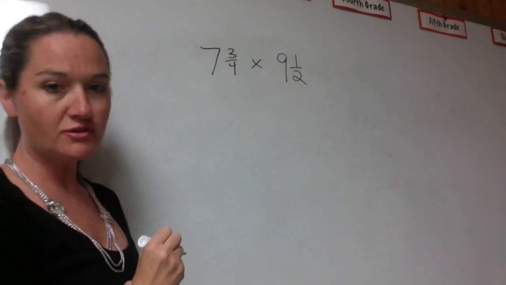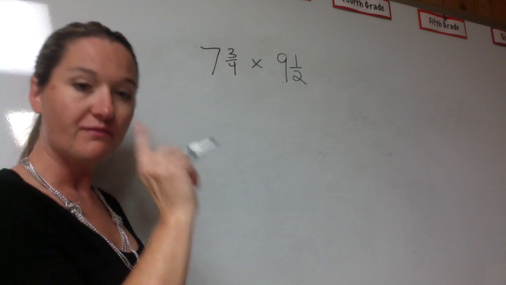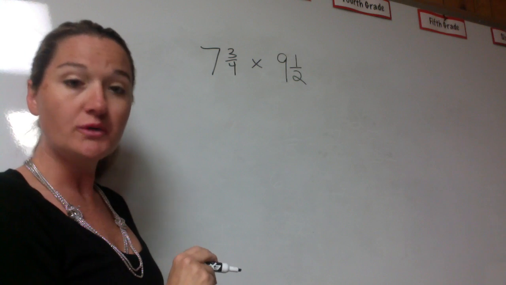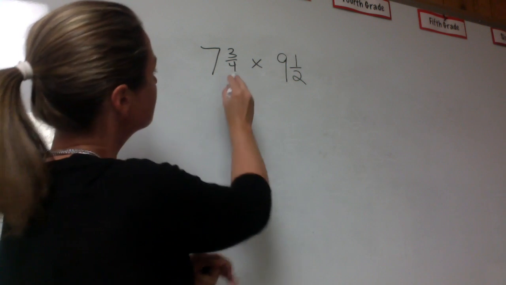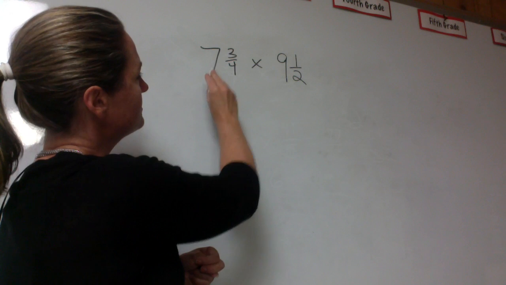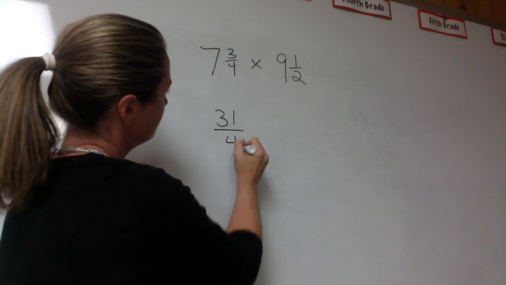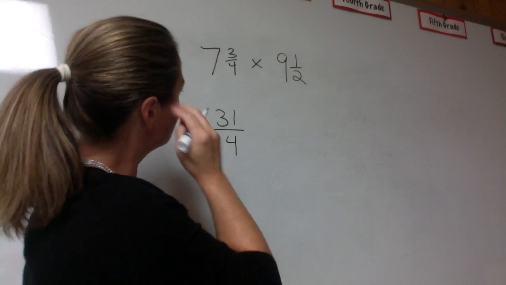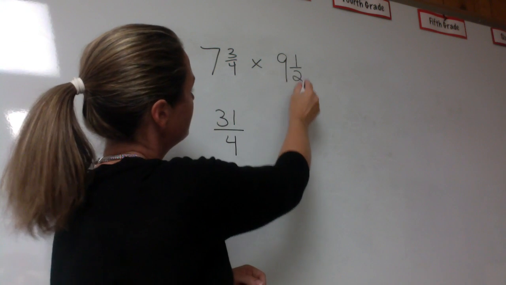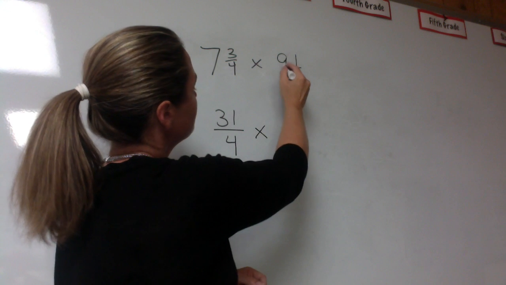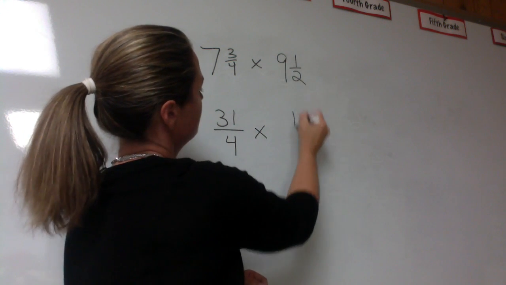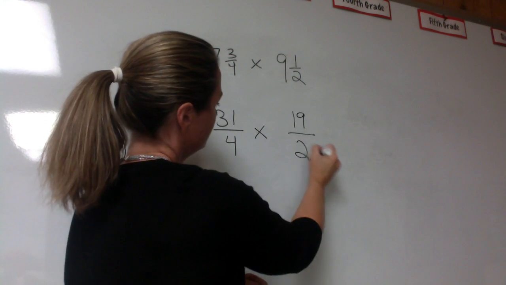Okay, 7 3/4 times 9 1/2. First step, turn them into improper fractions. 4 times 7, 28. 28 plus 3, 31 over 4. Okay, so now here we've got 9 1/2. 2 times 9, 18, plus 1, 19 over 2.